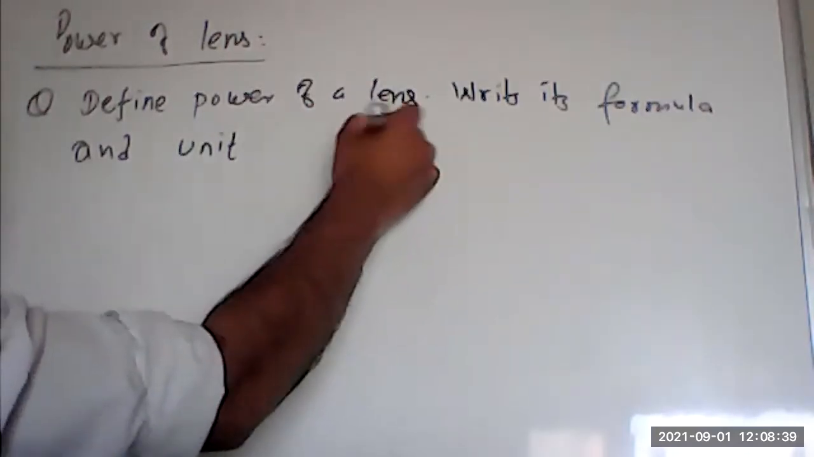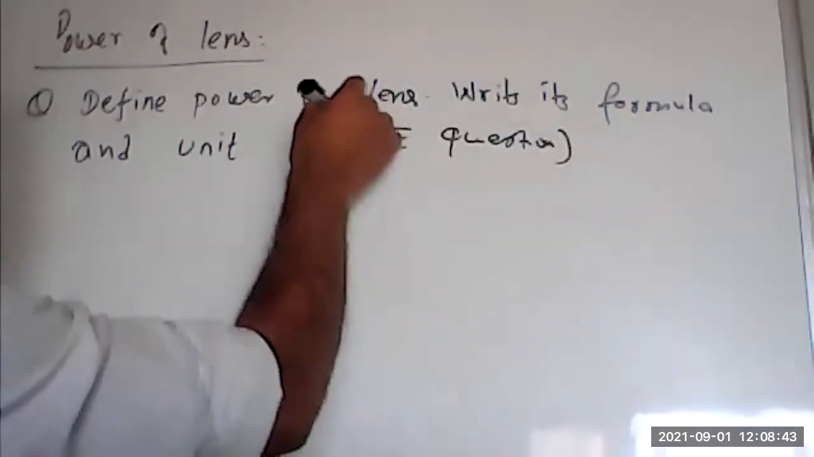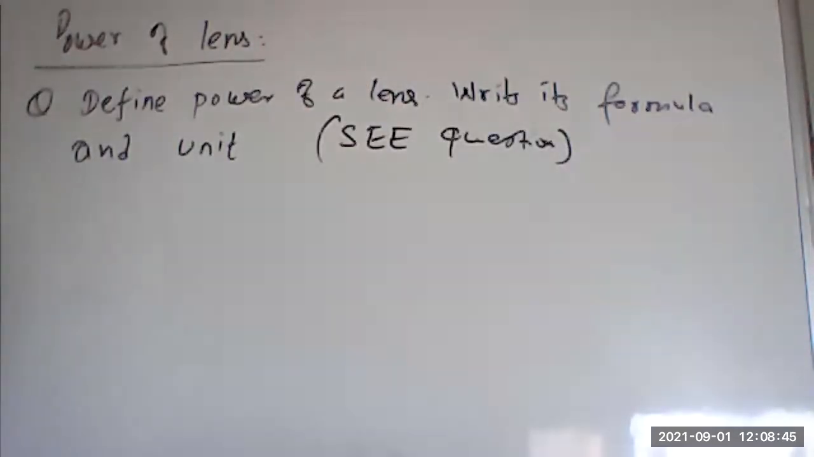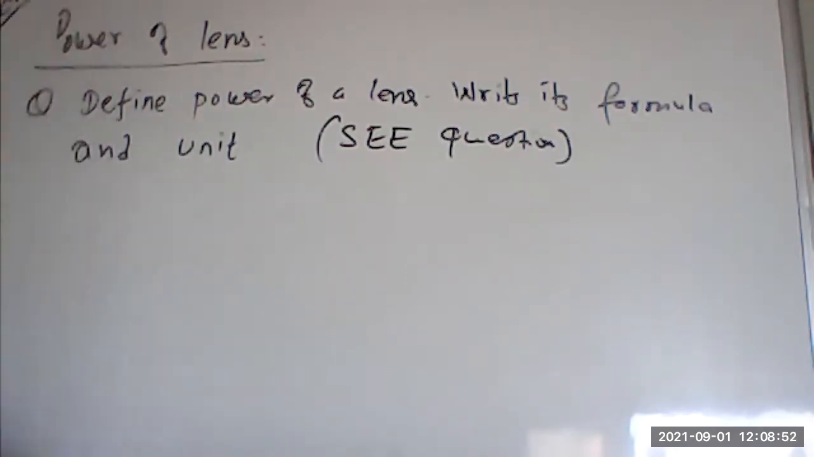This is an SEE question. Write on question now. This is classwork as well as assignment. Question 1: define power of lens. Write its formula and unit.